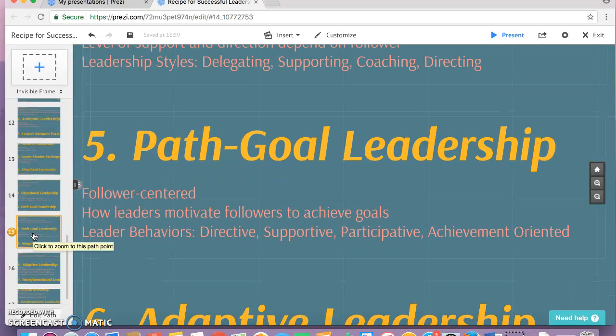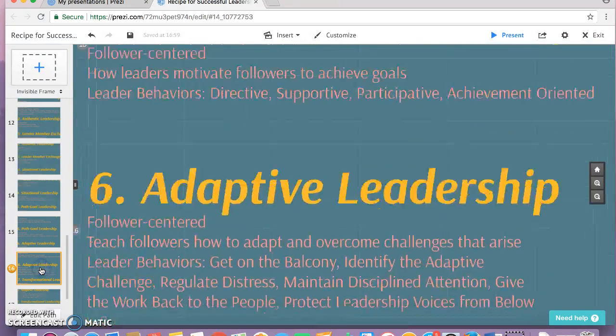Next, we have path goal leadership, and this is follower centered. So in this type of leadership, leaders are looking at how they can motivate their followers to achieve their goals on their own. So there's a lot of different behaviors that leaders use in this type of leadership theory, which is directive, supportive, participative, and achievement-oriented. So this is, again, building off of those other leadership theories and starting to look at how we can get the followers to want to do their own tasks by themselves and not need as much help from the leader.